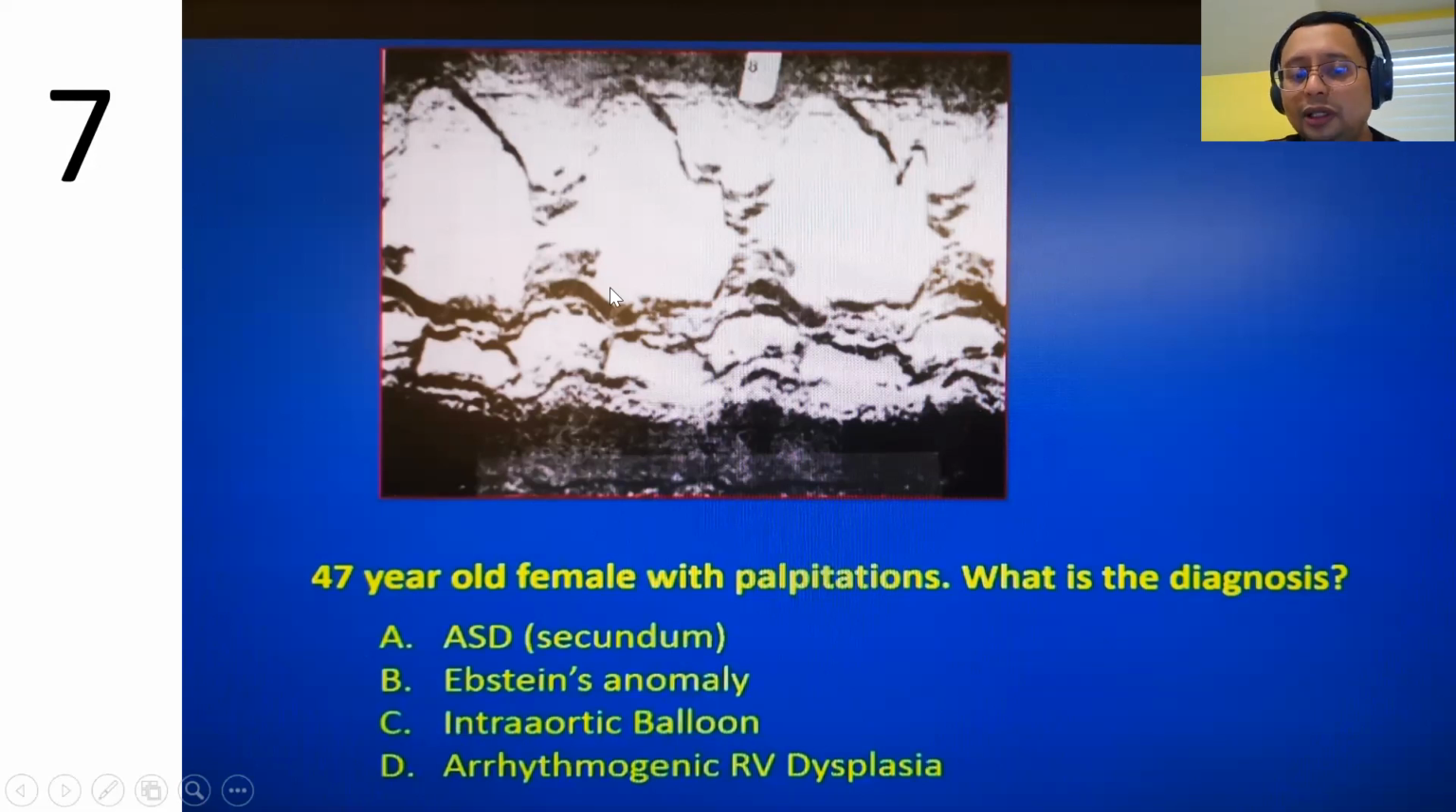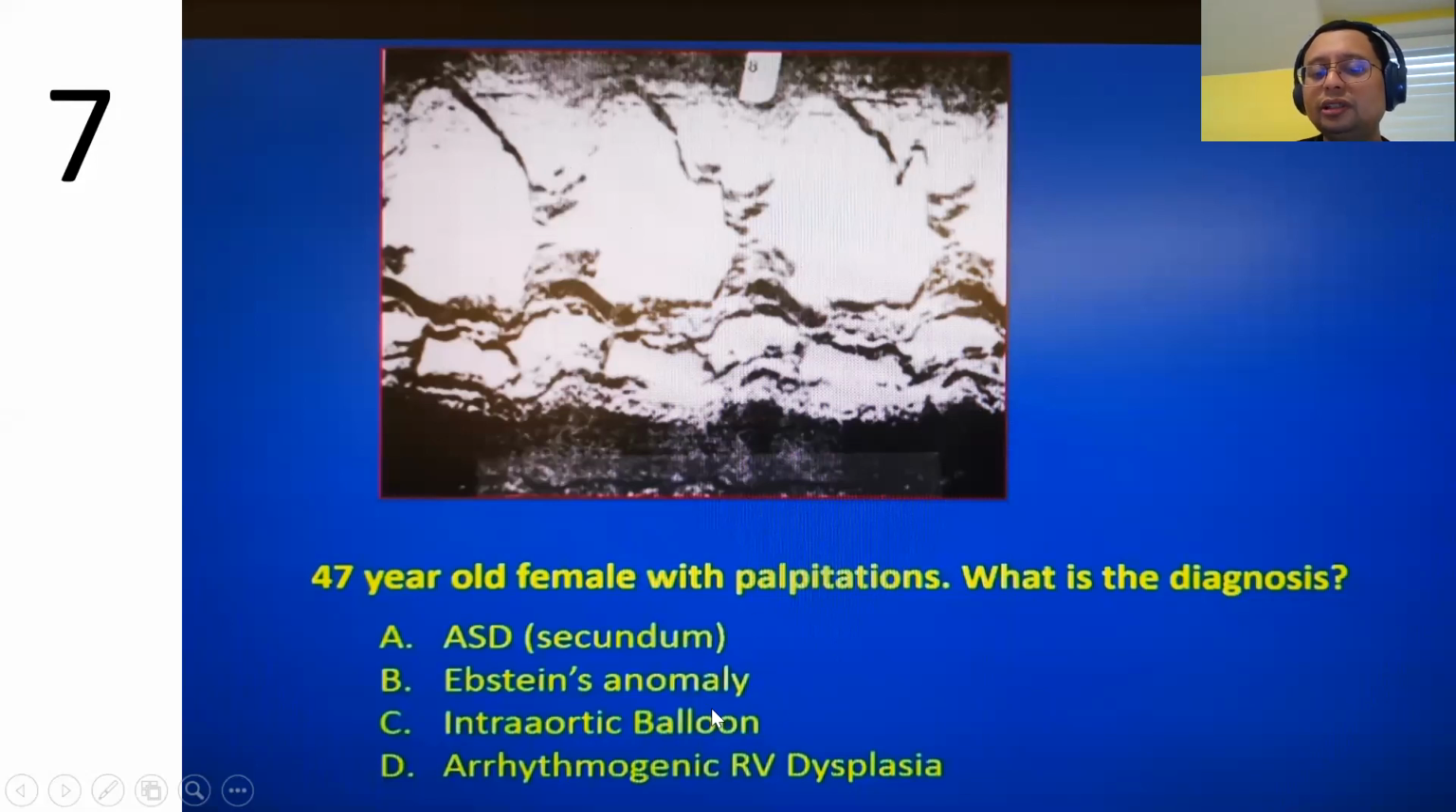Now, look at the movement of the interventricular septum during systole and diastole. In diastole, the septum is flat. In systole, the septum is rounded. Diastole, the septum is flat. Systole, the septum is rounded. So whenever you have diastolic flattening of the interventricular septum, that is right-sided volume overload. So you have a right-sided volume overload.